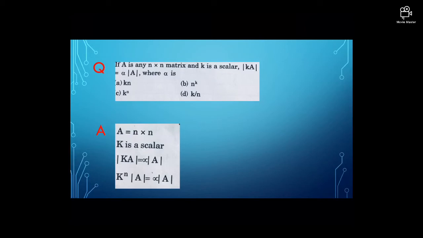So the answer for this one will be K raised to n. K raised to n will be the value for alpha. So option C will be the correct option.